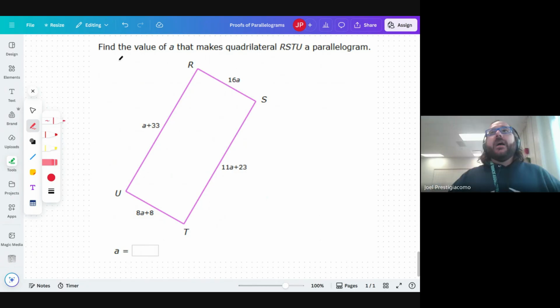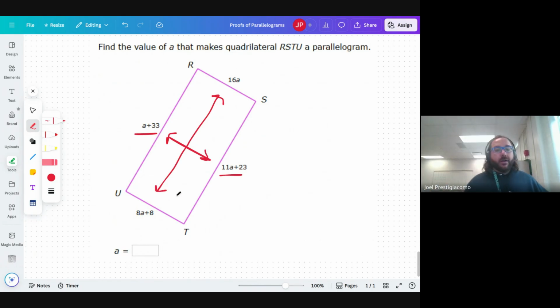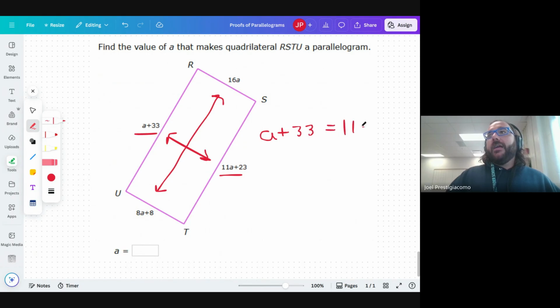One more example here. It says find the value of a that makes this quadrilateral a parallelogram. So again, opposite sides need to be equal, right? So this needs to be equal and this needs to be equal. All right, so hopefully we can just look at one pair of these and then that will copy over. It should copy over as long as we pick one. Whichever one makes the most sense for you, it doesn't really matter which pair. I'm going to pick the ones that I've underlined. So I'm going to say a plus 33 is going to equal 11a plus 23.